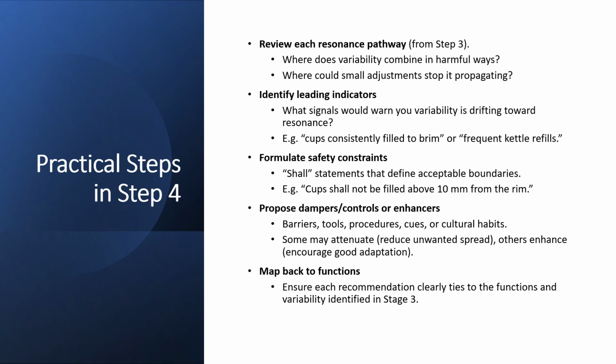Propose dampeners, controls, or enhancers. Consider barriers, tools, procedures, cues, or cultural habits. Some may attenuate unwanted spread. Some may enhance, encourage adaptation. What you'll also need to do is ensure that this analysis maps back to the functions. Ensure each recommendation clearly ties to the functions and the variables that you identified in stage 3.